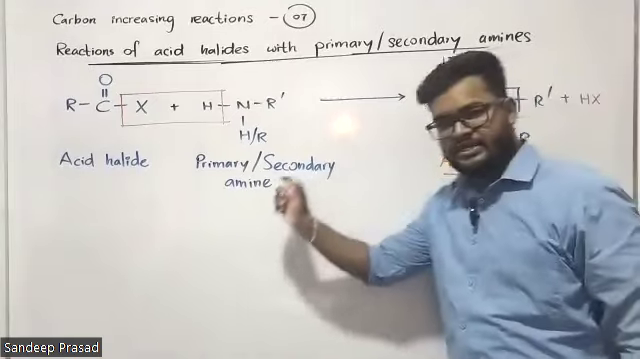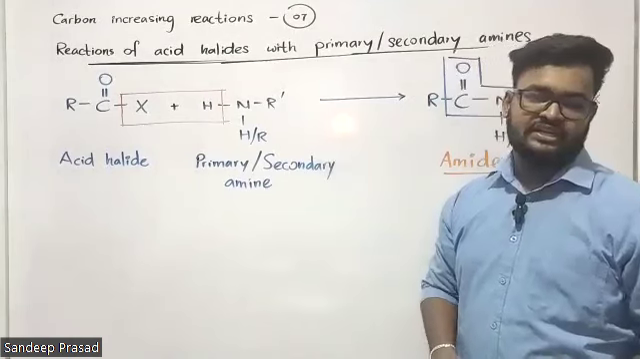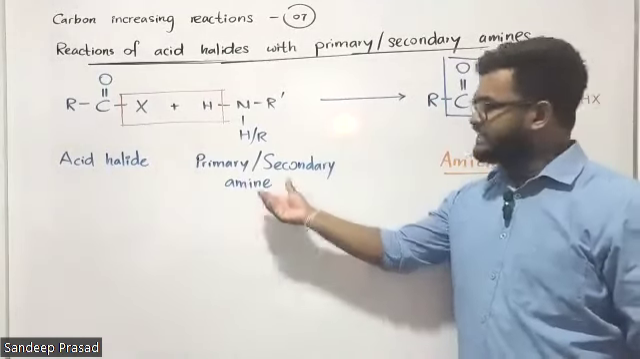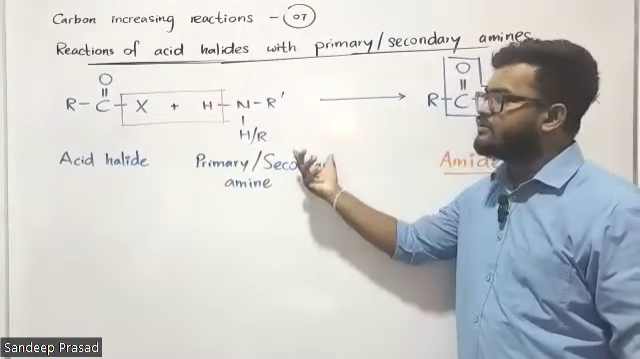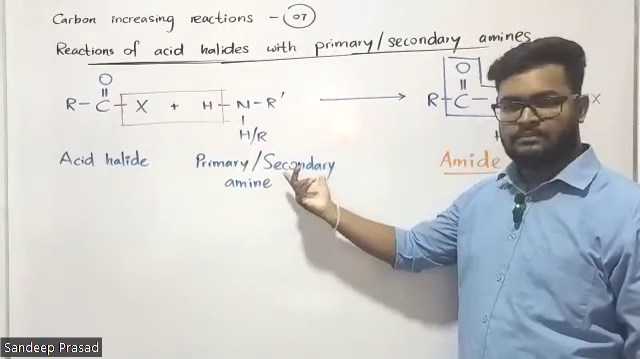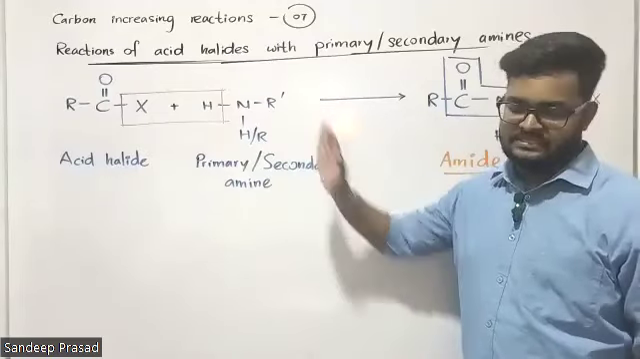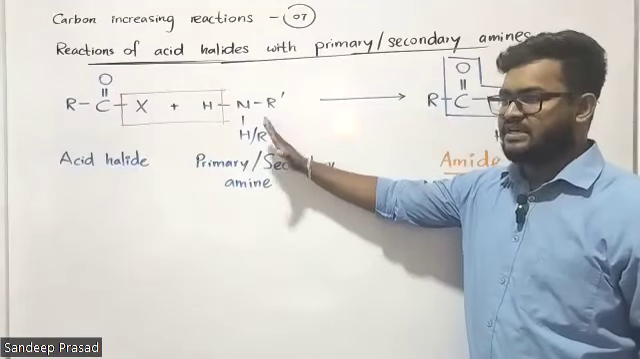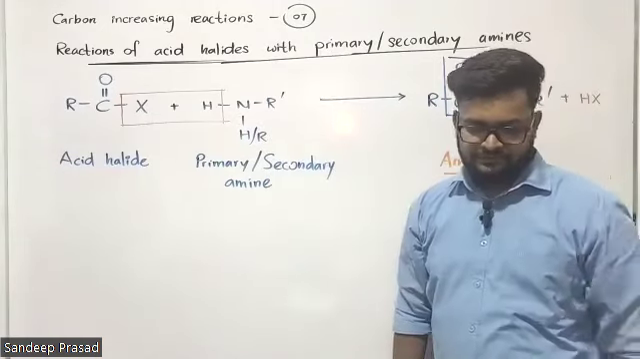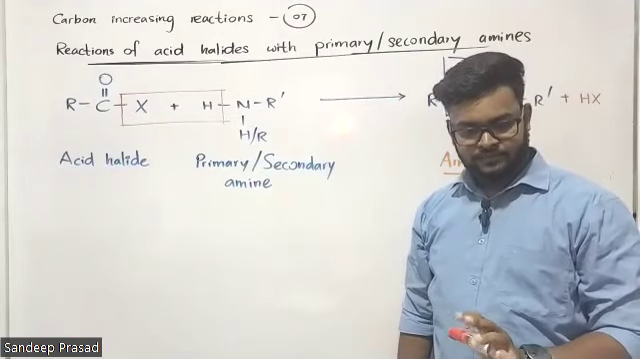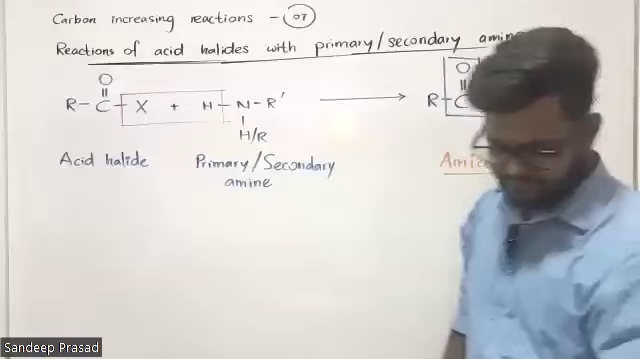Now you should be able to understand why I haven't taken a tertiary amine. In a tertiary amine, students, there are no hydrogens. So this kind of reaction cannot take place with a tertiary amine, only with primary and secondary amines, because in primary and secondary amines we can observe at least one hydrogen directly connected to the nitrogen atom. Can you understand? Is everything okay? Very easy, isn't it?